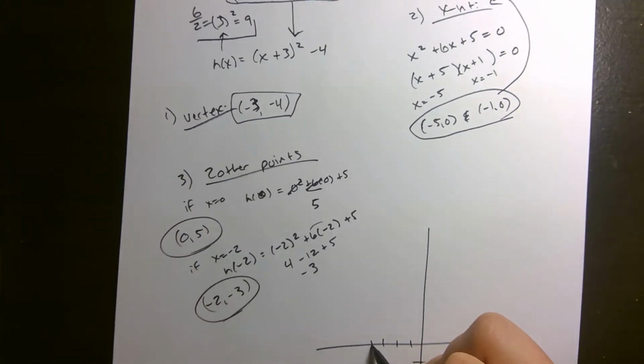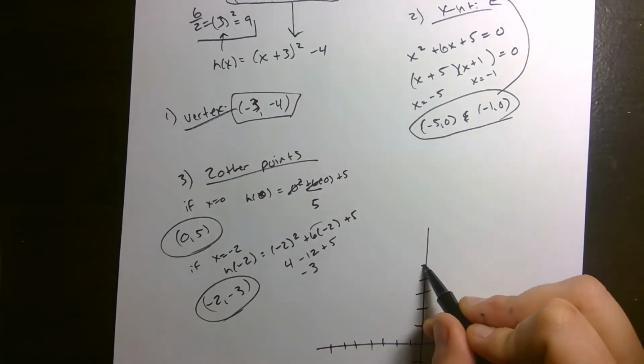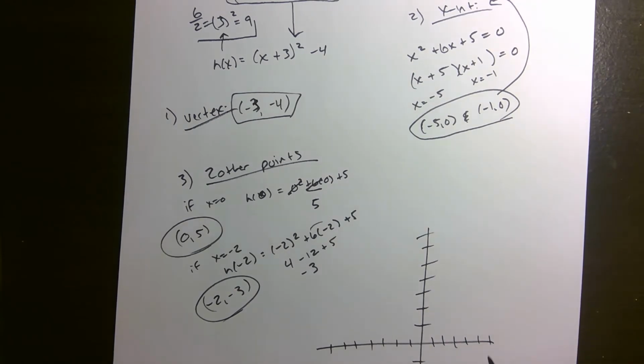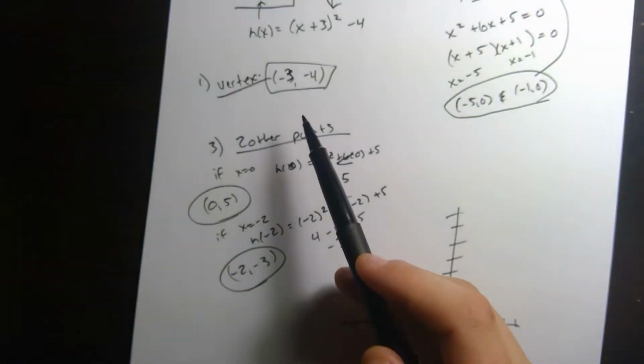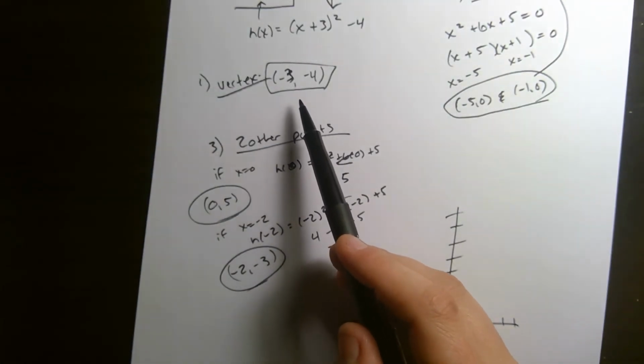I'm going to give it a really good shot anyway, and see what this thing could look like. And again, when you're graphing in Hawks, you're going to have actual graphs, so it's not going to look nearly as bad as this. All right, so first things first, let's graph the vertex, which we had said to be -3, -4.